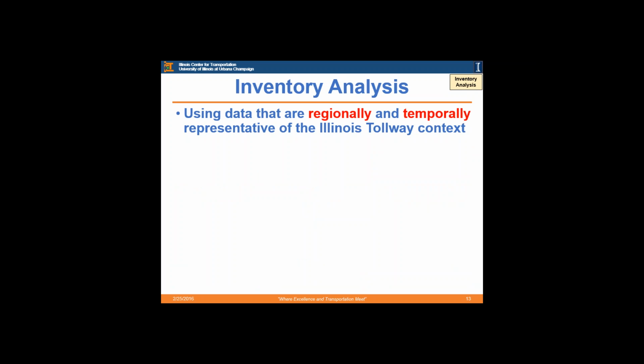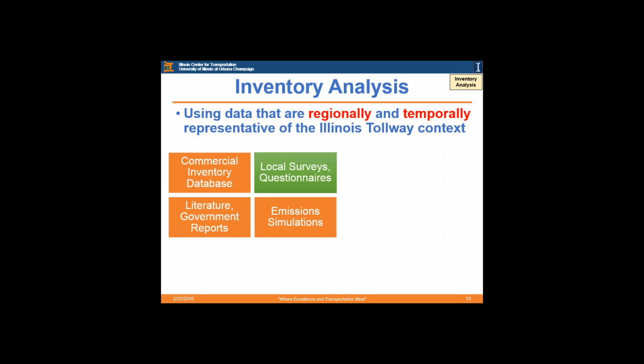So moving on now to the inventory analysis, the second step. Since we are performing the study specifically for an agency which has a very specific context in the Chicago area, we need to use data that is regionally and temporally representative of the agency's context. So our preference was to get local surveys and questionnaires. We've worked with a consultant group to do this, but we supplemented with other data sources as necessary.